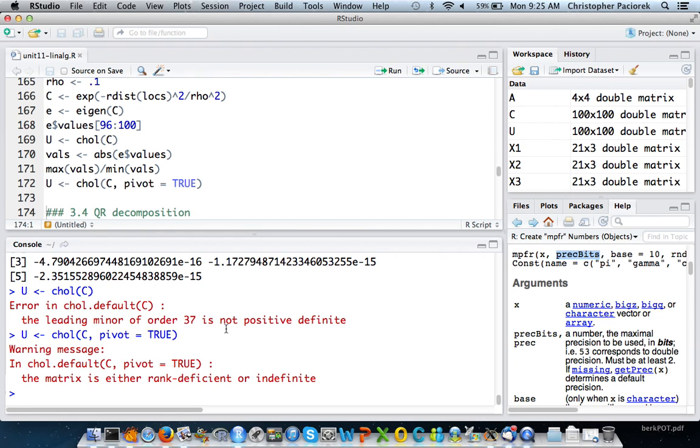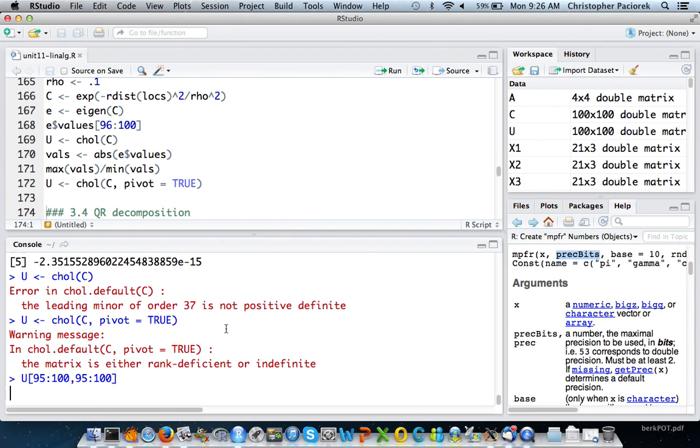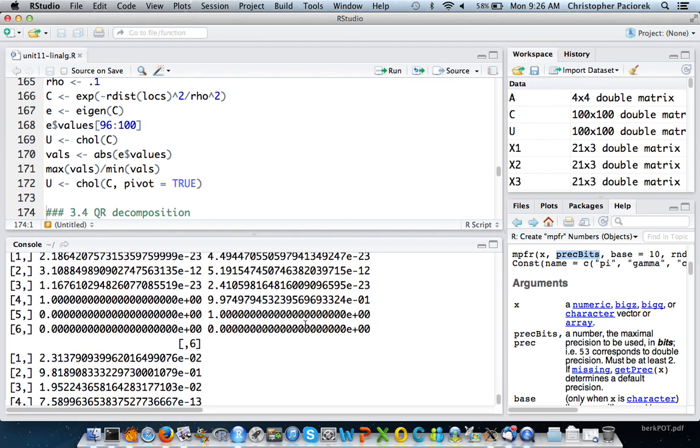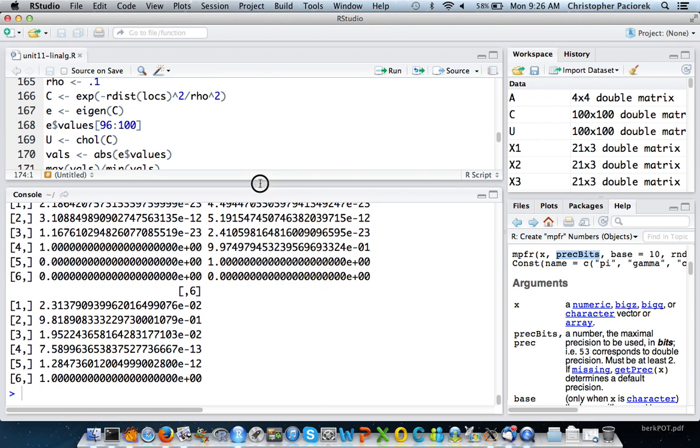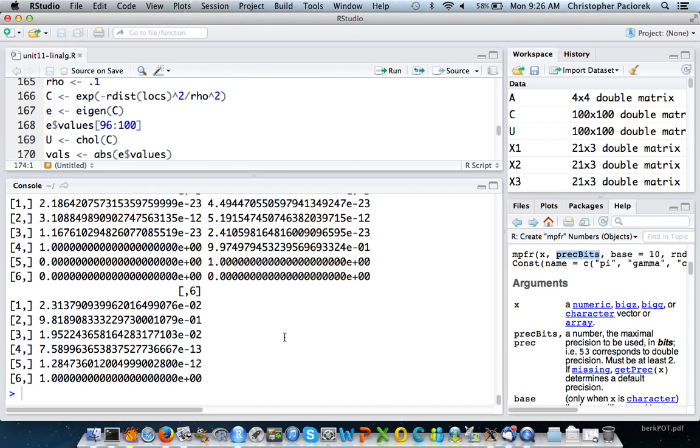And if I look at U, let's look at the lower right corner of U. Basically what happens is that it ends up putting, let's see, is there a good way to show this? Okay, so we would expect with the usual Cholesky decomposition that we're going to get values that are not zero on the diagonal and on the upper triangle.